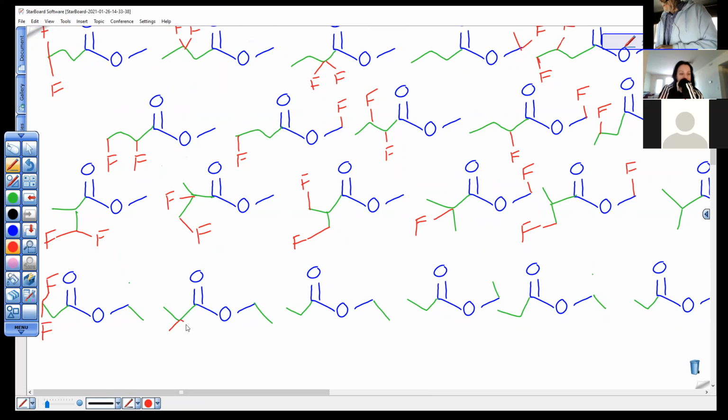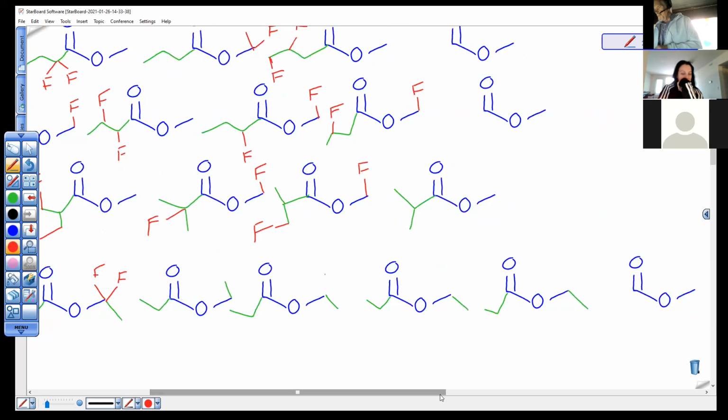Both fluorines on the second one here. Both fluorines on this one here. And both fluorines. I just realized we never did one up here. Oh, good thing we had an extra structure, huh? We never did this one, did we? Both fluorines off that methyl.